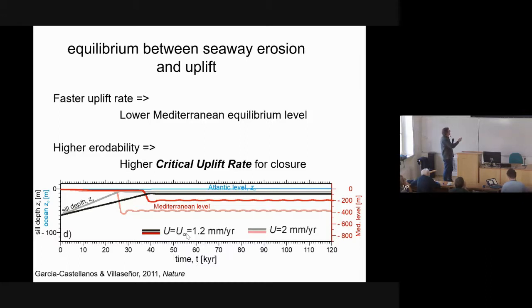Okay, so eventually evaporation will produce a drawdown of the Mediterranean level, and this drawdown will increase the erosion capacity of these inflowing waters. So eventually the two things, the prescribed uplift of the sill and the sea level of the Mediterranean, will find an equilibrium with one another, and that is what we propose might be keeping this inflow of water open, allowing salt to come in and accumulate in the Mediterranean for some period of time before the full closure takes place.